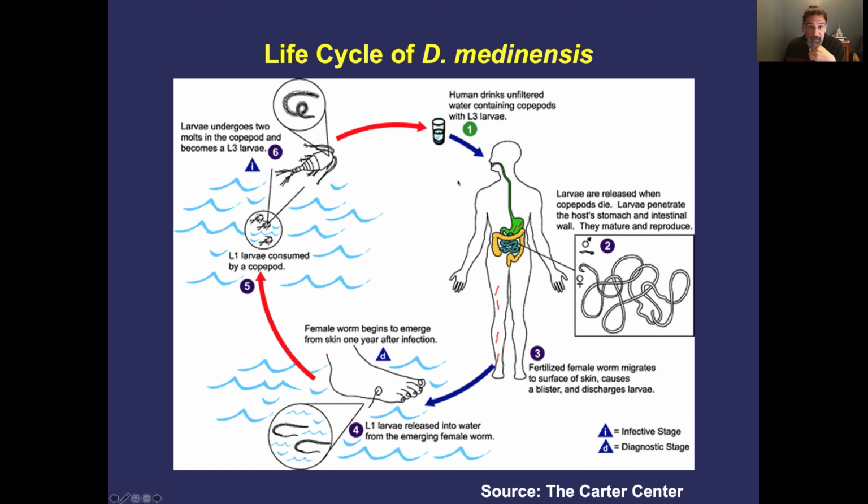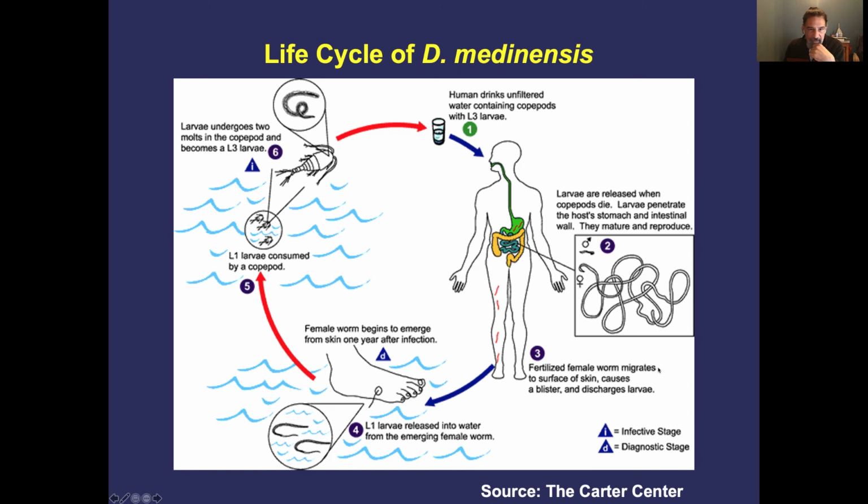But the life cycle, for the most part, depends on humans, and it starts with a human drinking contaminated water that contains these larvae that live in the guts of small copepods that you can actually see with the naked eye. What happens is the copepods and the larvae are ingested by humans drinking the water, and when the copepods die in the process of digestion, the larvae are released into the human gut, and they mate there.